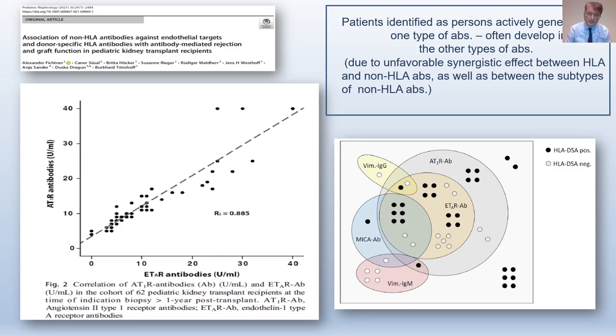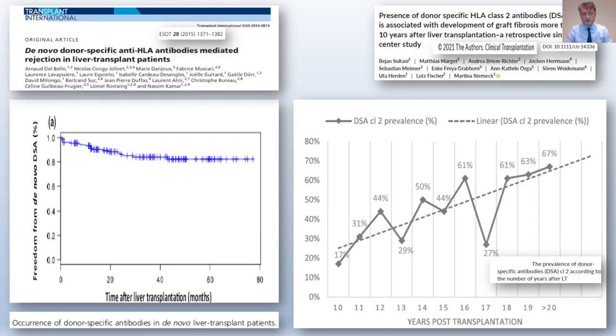The study also brings a very important message: patients who are actively generating one type of antibodies often develop in parallel other types of antibodies. There is some kind of synergistic effect between HLA and non-HLA antibodies, as well as between the subtypes of non-HLA antibodies. So in clinical practice, if we have a patient who is identified as actively producing one type and has some clinical troubles, we should also screen him for another type of antibodies. And in most cases, we will be able to show it.